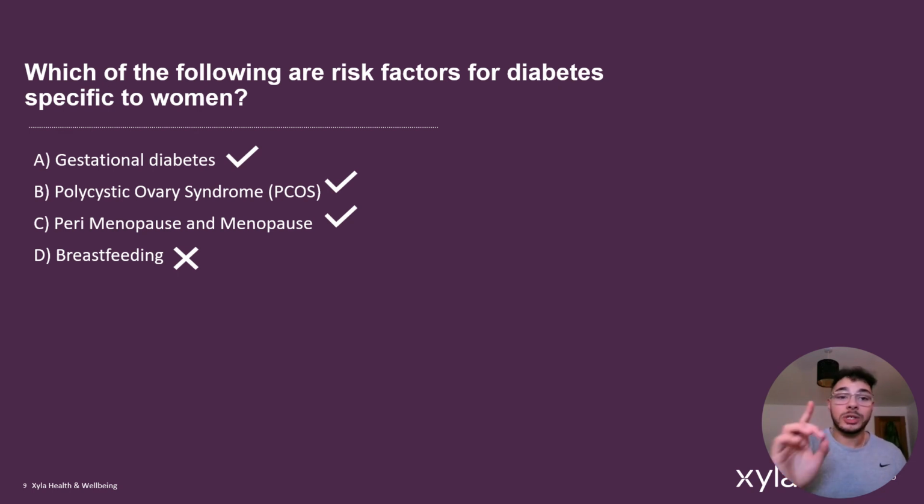PCOS is a condition that affects the ovaries. It is associated with insulin resistance and therefore high levels of glucose. And perimenopause and menopause, changes in the hormones impact insulin sensitivity and can trigger fluctuations. This can cause weight gain due to the decrease in energy expenditure.